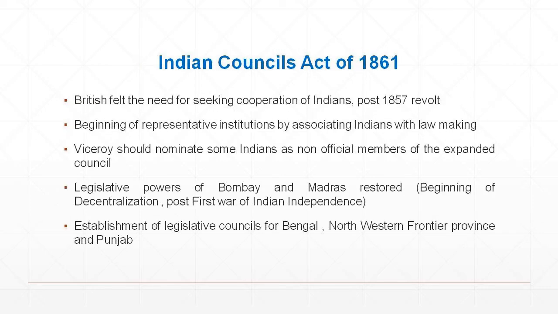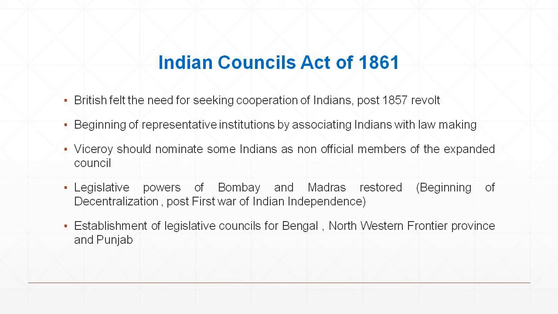The Indian Councils Act of 1861. After the Great Revolt of 1857, the British government felt the necessity of seeking the cooperation of Indians in the administration of their country. In pursuance of this policy of association, three acts were enacted by the British Parliament in 1861, 1892, and 1909. The Indian Councils Act of 1861 is an important landmark in the constitutional and political history of India. Let's see why it is so.